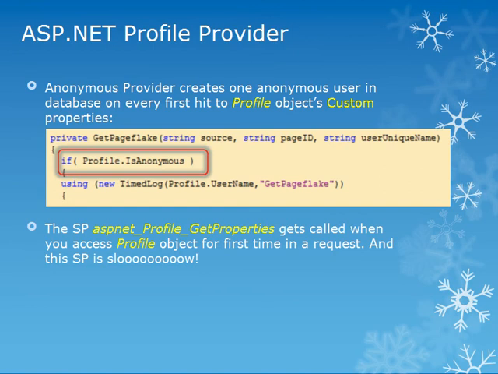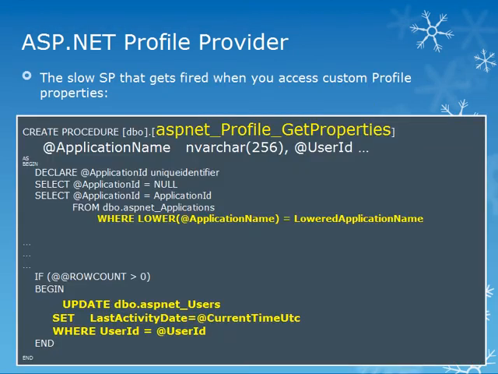What happens is that whenever you try to read any custom property on the profile object, it will first have to load that from the database. So it calls a stored procedure, aspnet_Profile_GetProperties. That stored procedure, you would assume that it will just have a simple select star from aspnet_Profile where user ID equals something, that's it. But it's actually a pretty sophisticated stored procedure.